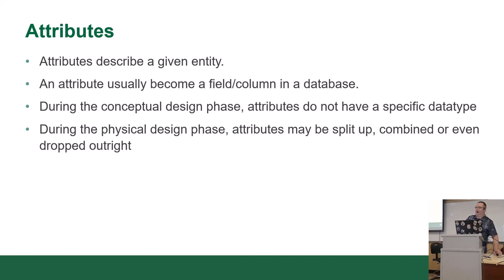So we know what a strong entity is and what a weak entity is. Now we need to describe said entity. Attributes describe an entity. An attribute will usually become a field or column in a database. Sometimes we drop some of these attributes because we don't need to keep them. I'll explain later on in the course when those things happen.